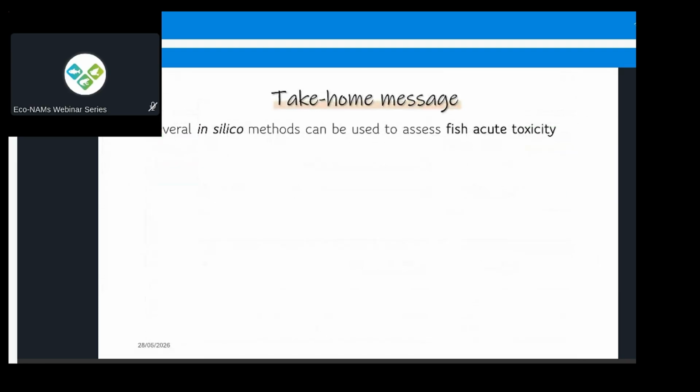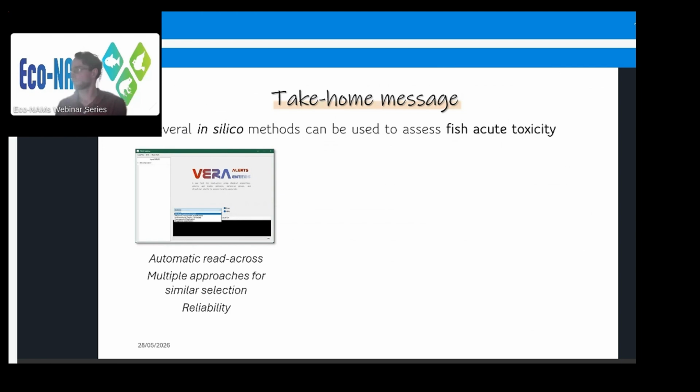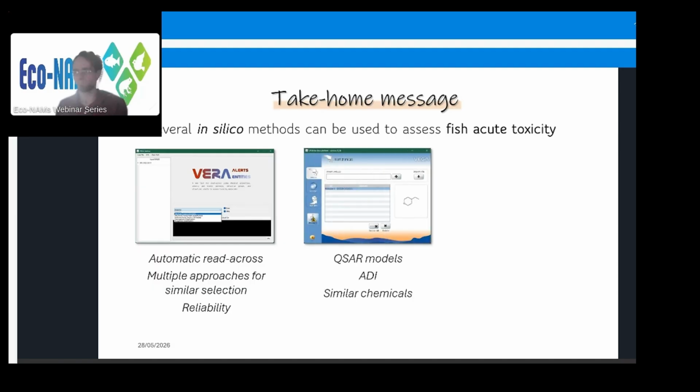So to conclude, there are several in silico methods useful to assess the fish acute toxicity. In this presentation, I introduced 3 tools. VERA, which is a tool to automatize the read-across, considers multiple approaches for the similar selection, and also calculates the reliability of the prediction. Vega, that is a platform with several QSAR models that includes also an applicability domain index and the list of the 6 most similar chemicals that can be used to analyze the results and for the reasoning.